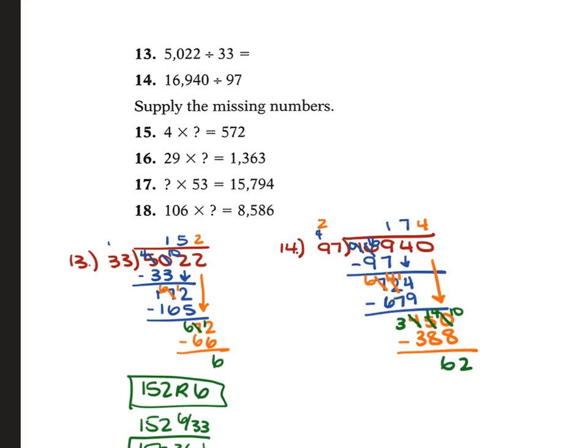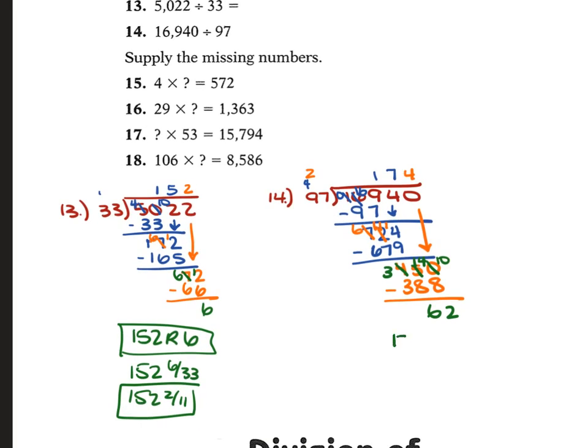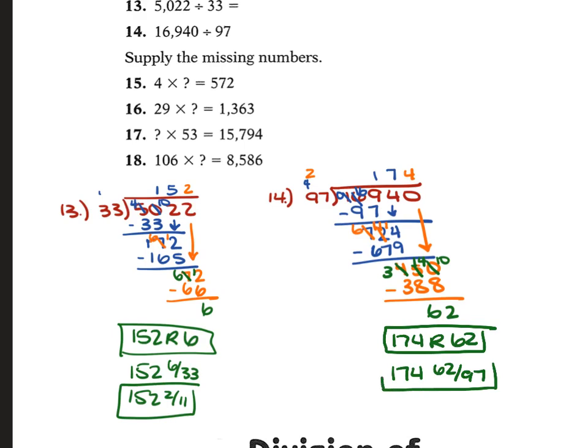So I have 97, remainder 62. Oh sorry, not 97, 174. Yeah, 174, remainder 62. And I can also say that's 174 with 62 over 97.